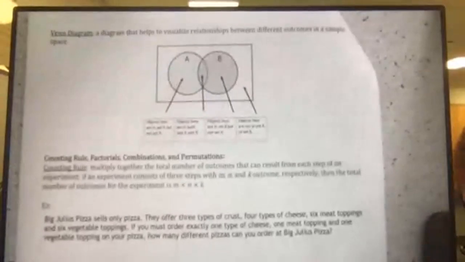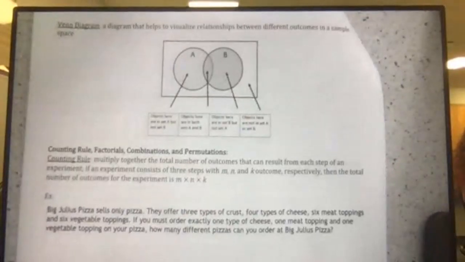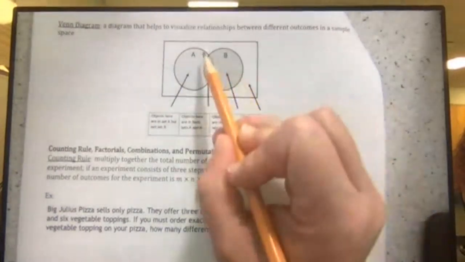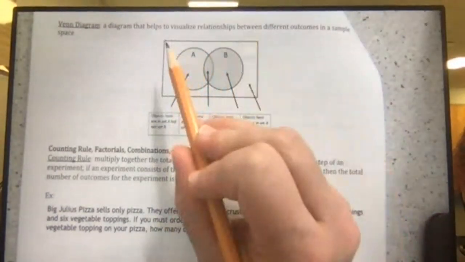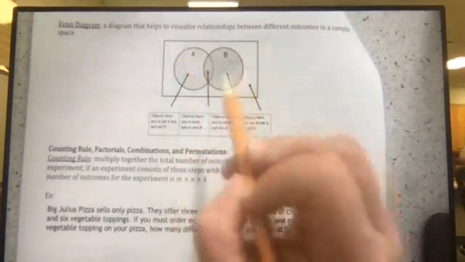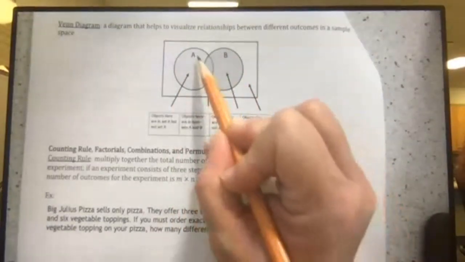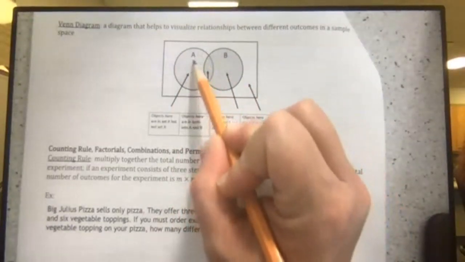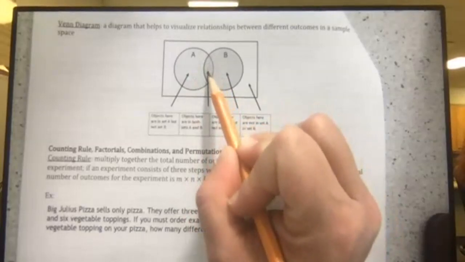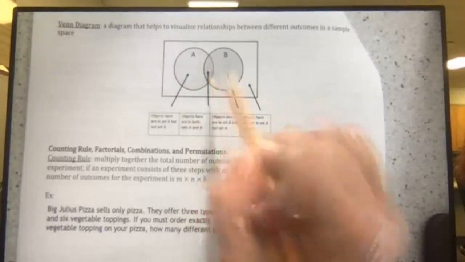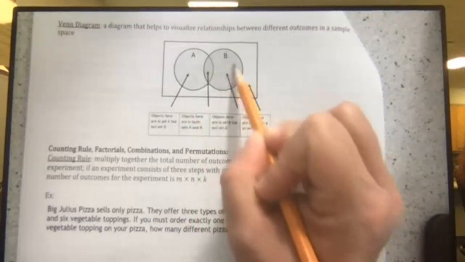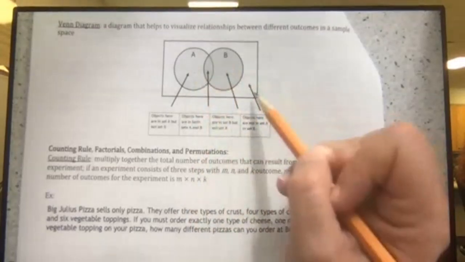So next page is going to be a Venn diagram. We talked about Venn diagrams a little bit before with the and and or stuff. A Venn diagram helps us to visualize the relationships between different outcomes in a sample space. This box represents all of the sample space, our S. This circle represents what's in A. This circle represents what's in B. This section is in A but not B. This middle section, what overlaps, what intersects, is in A and B. This section over here is what's just in B but not A.